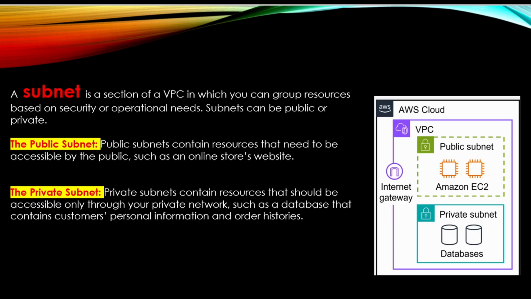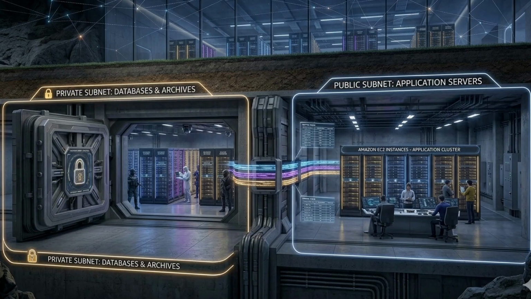information and order histories. In a VPC, you can define rules to allow resources in different subnets to communicate with each other. For example, you might have an application that uses Amazon EC2 instances in a public subnet communicating with databases that are located in the private subnet.